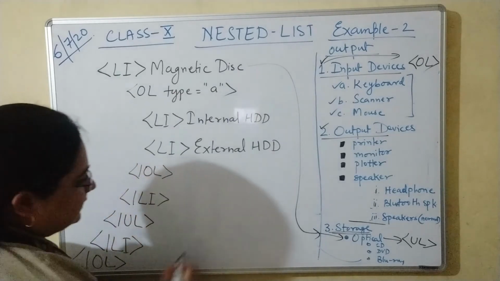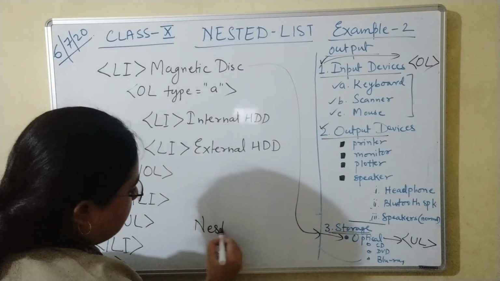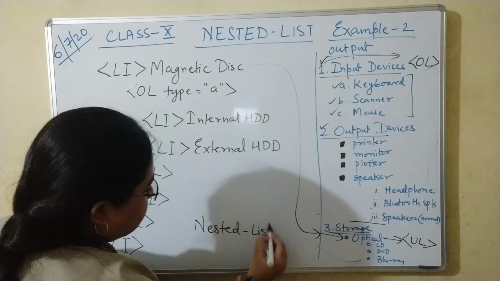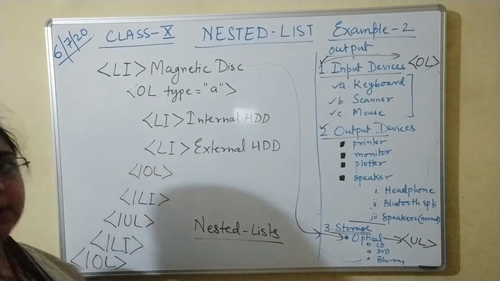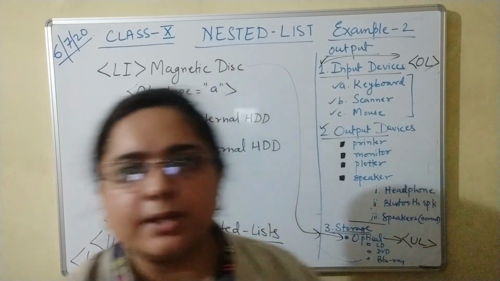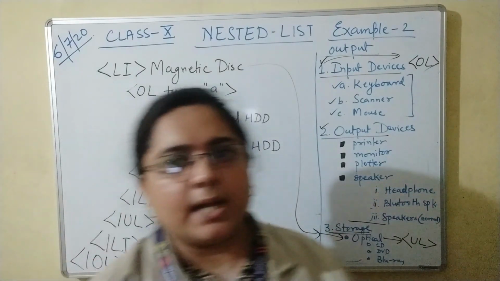With this we end the nested list. So such types of lists are known as nested lists. You can go on nesting the list up to any level according to your requirement. So we end the class today.